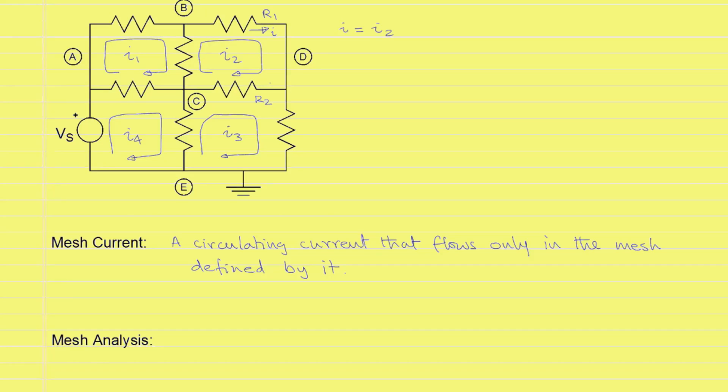The resistor R2 is part of two meshes, one defined by the current I2 and the other defined by the current I3.